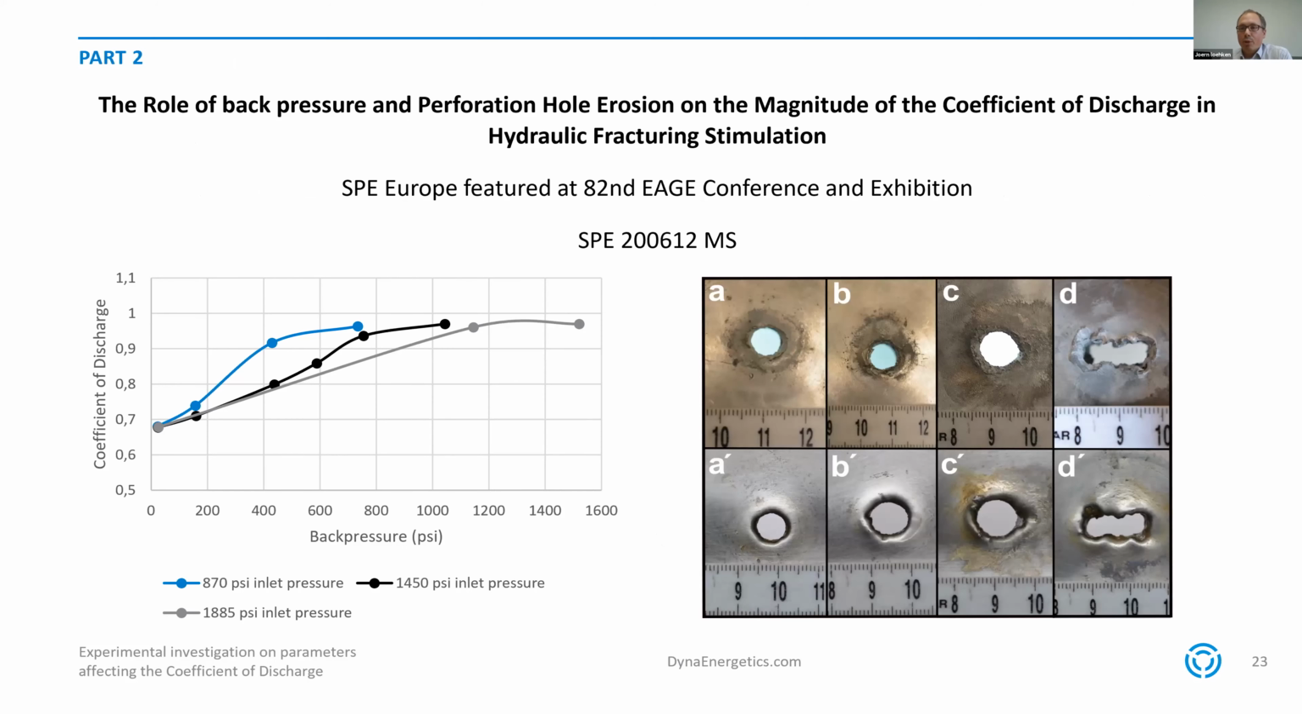In the second part of the presentation, I'd like to put the focus on two other things which influence this coefficient of discharge: the back pressure on the outflow part of the perforation, and the role of erosion. The back pressure is actually representing the fracture pressure you have. So a setup where you have an inlet pressure, which is representing your casing bottom hole treating pressure, and then back pressure, which is representing your fracture pressure, is the most realistic setup you can have.